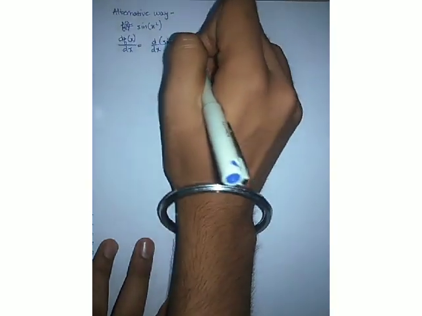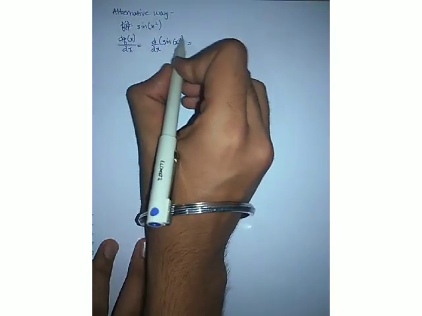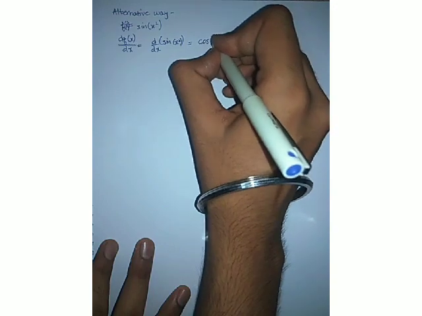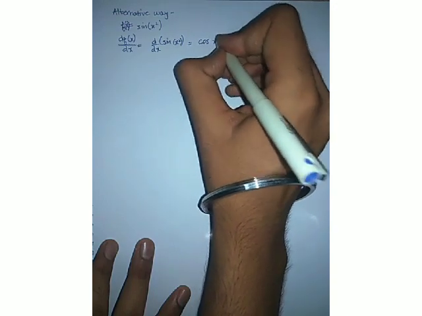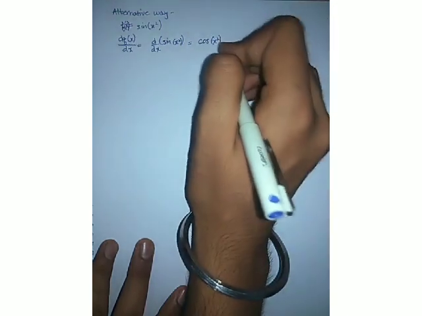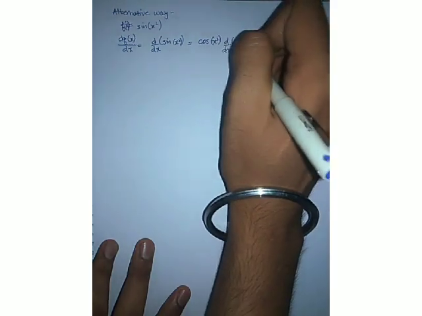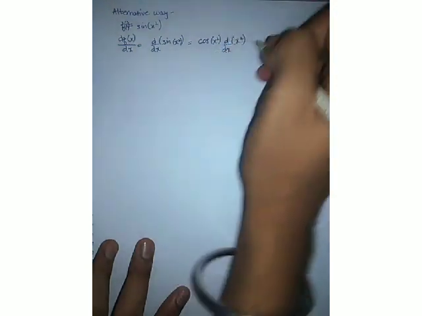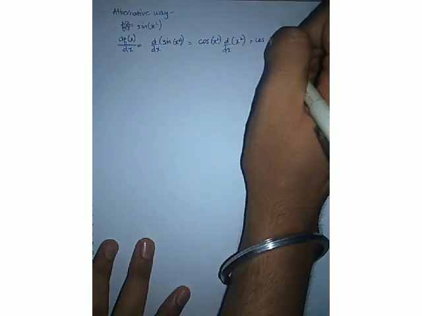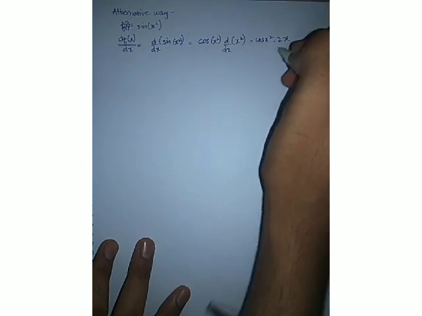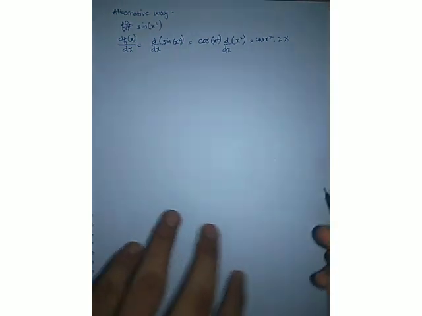Clear? Now it's a function. Firstly we will take it as a whole function. So sine x square, the differentiation of sine t, for example, will be cos t, that is cos of x square. And what we do after this, the bracket, we differentiate bracket again, d by dx of x square. Clear? So cos x square, and what's the differentiation of x square? That is 2x. So your answer will be 2x multiplied by cos x square.